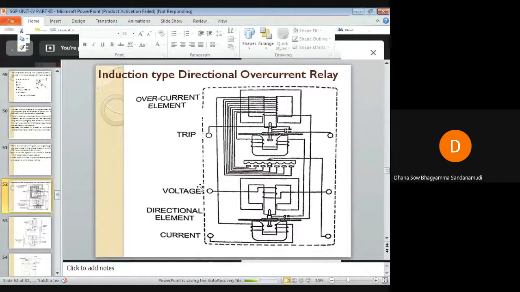Next type of relay is the induction type directional overcurrent relay. This induction type directional overcurrent relay consists of two elements, that is overcurrent element and directional element. This overcurrent element will operate when current exceeds the preset value in a specified direction.